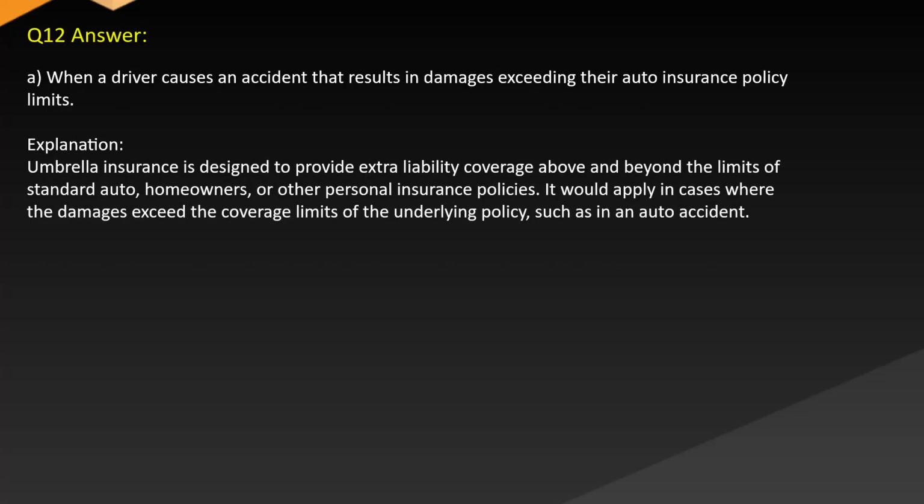Answer A. When a driver causes an accident that results in damages exceeding their auto insurance policy limits. Explanation: umbrella insurance is designed to provide extra liability coverage above and beyond the limits of standard auto, homeowners, or other personal insurance policies. It would apply in cases where the damages exceed the coverage limits of the underlying policy, such as in an auto accident.